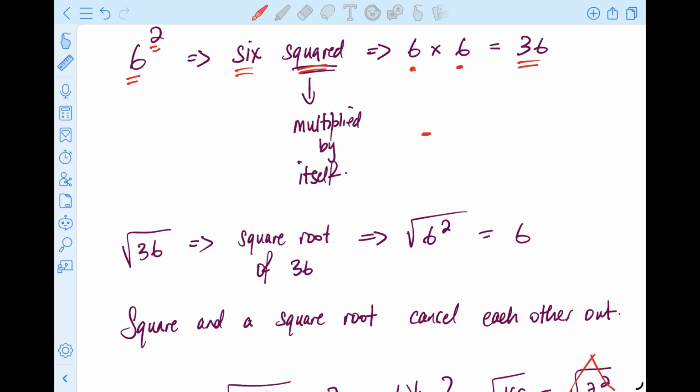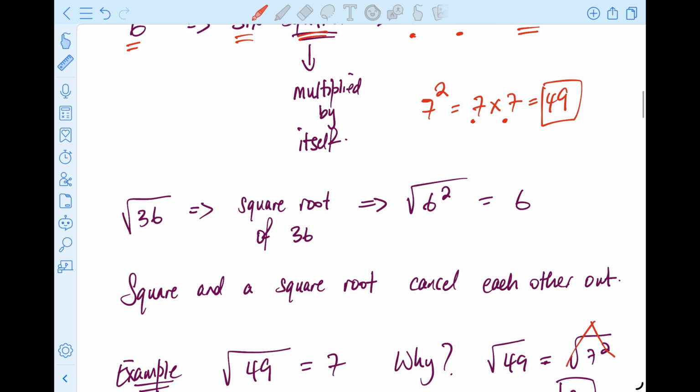So 7 squared means we're multiplying 7 by itself, right? So 7 by 7 is going to be 49. So 49 is a perfect square because 7 multiplied by 7 gets us there. Similarly, the square root of 36 is equal to 6. This is what I was explaining before.